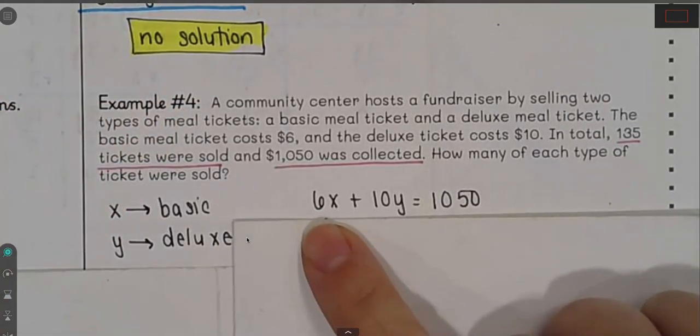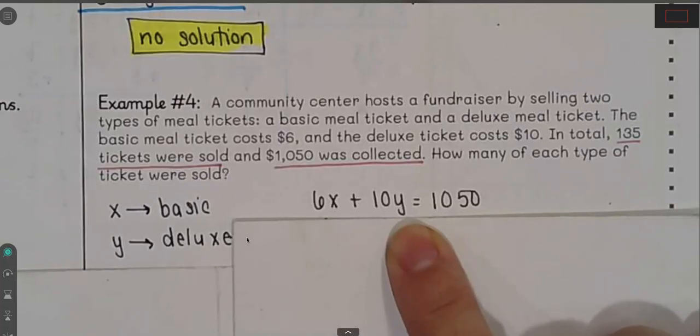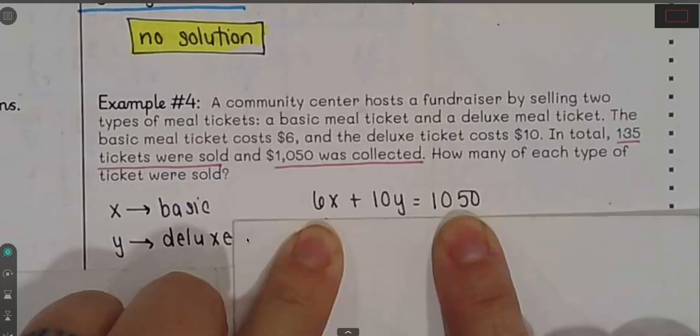The reason for this is because each basic ticket costs $6, so multiply 6 by the number of basic tickets sold. Each deluxe ticket costs $10, so we're going to multiply $10 by the number of deluxe tickets sold. Add those together and you get the total amount of money that we made. Guys, does that make sense? Yes. Yeah? I think that they were not hearing me at all. You guys okay back there?